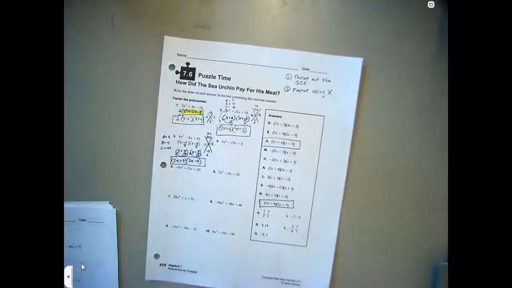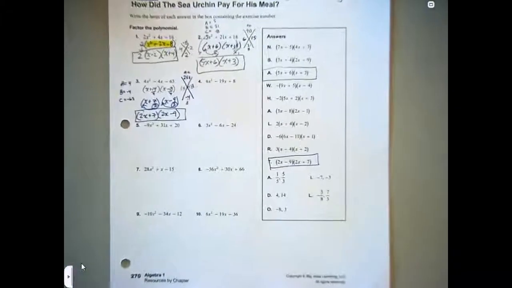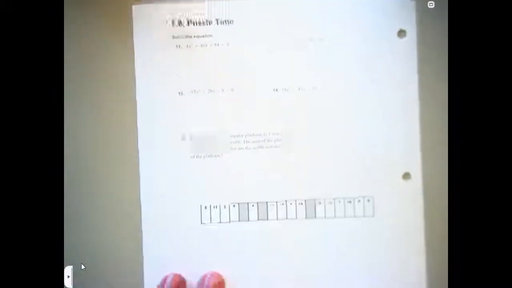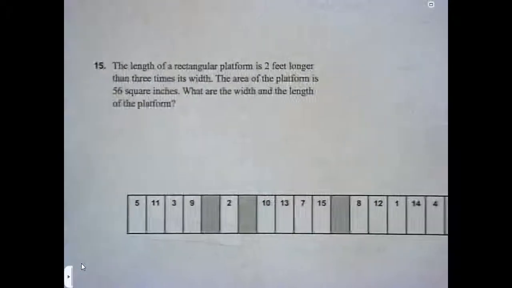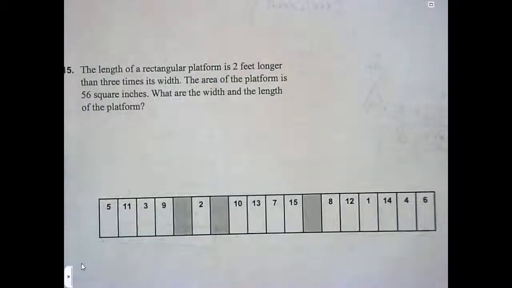Okay, hey, on our assignment here, are there any other questions that have come up? Want everyone to take a look at the back, number 15. If you haven't started 15, let's go through that one together right now.